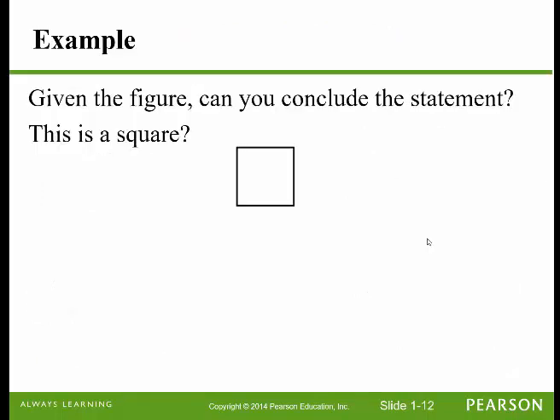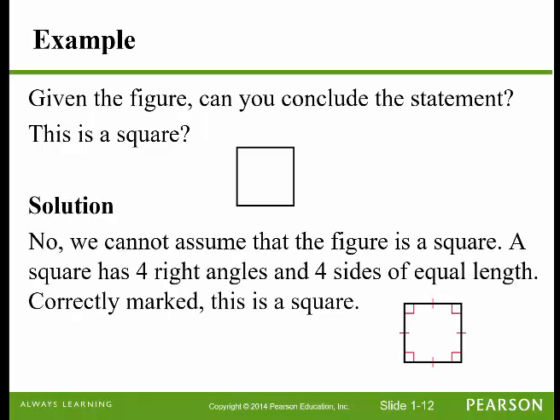All right, one last one. Given the figure, can you conclude this statement? This is a square. Well, even though it looks like it, no, we cannot assume the figure is a square. A square has 4 right angles and 4 sides of equal length. So correctly marked, this is a square. This is telling us that this and this are 90-degree angles, right angles, and 1 dash, 1 dash, 1 dash, 1 dash. These dashes through each side tell us that the sides are equal length.